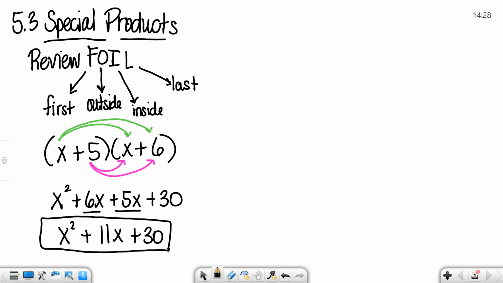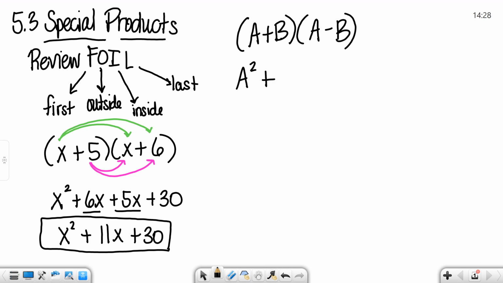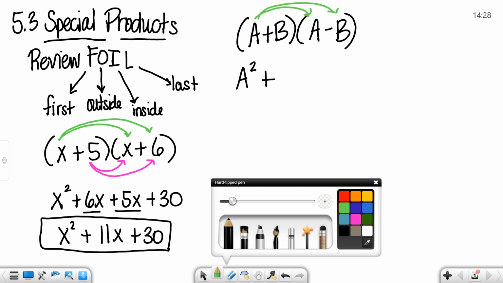One of our special products that we're going to look at is called, actually, you don't really have to give it a name. Let's say we are multiplying two binomials that look almost identical. One of them is an addition and the other one is a subtraction. Okay, and so really there's no little special rule here if I just use that FOIL that we just went over. Okay, so if I multiply a times a, I get a squared. If I multiply a times that negative b up there, that would give me negative ab.